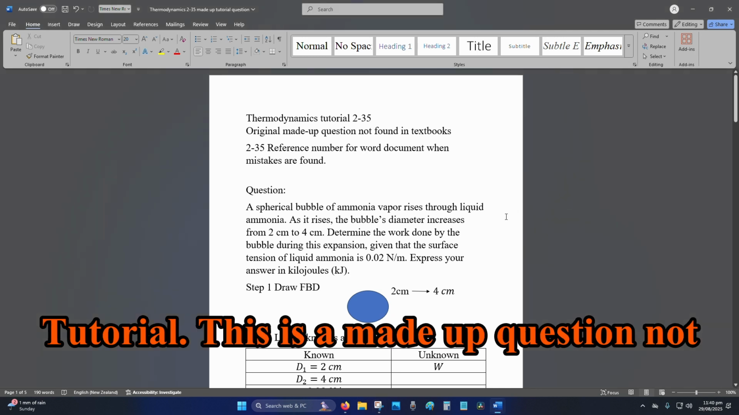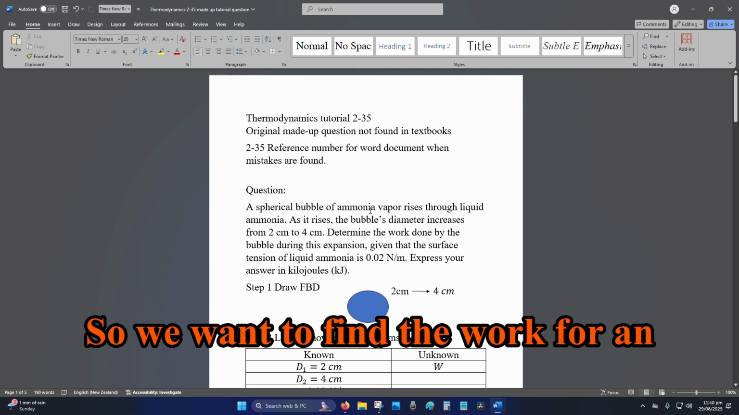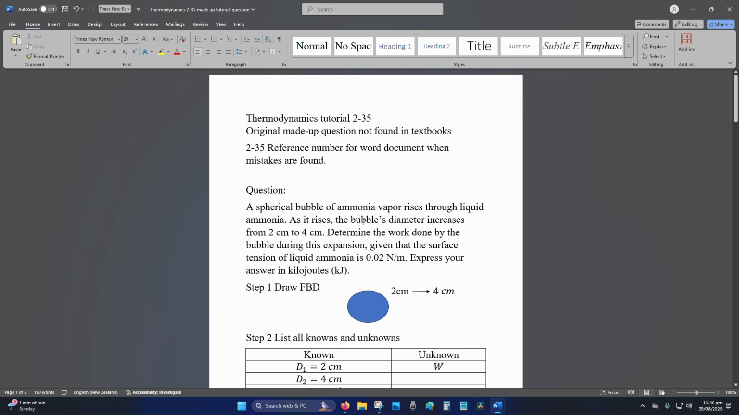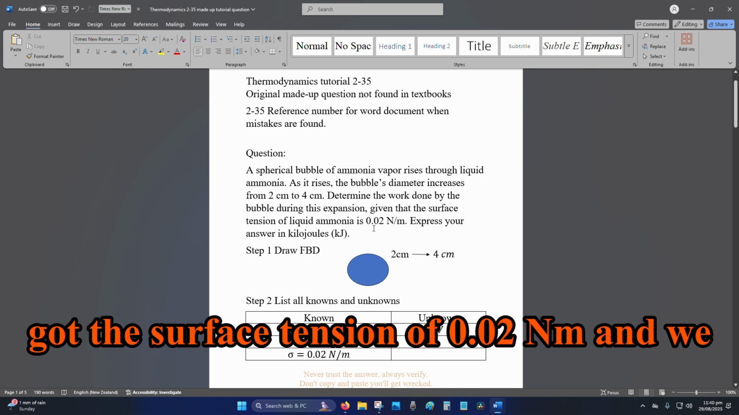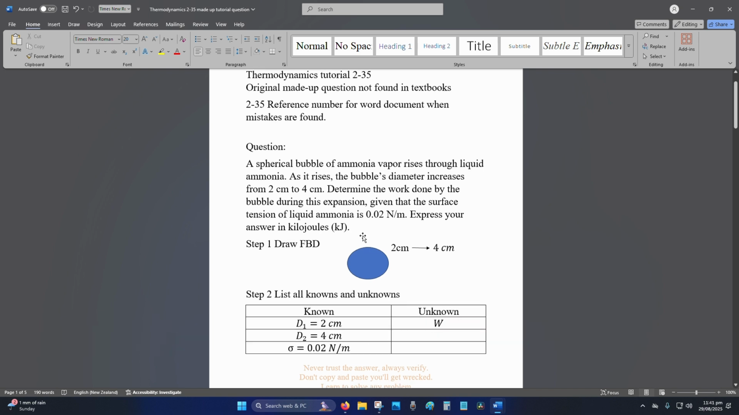This is a made-up question not found in your textbooks. So we want to find the work for an expanding spherical ammonia bubble. The bubble expands from 2 centimeters to 4 centimeters. We've got the surface tension of 0.02 Newton per meter, and we want to find the work in kilojoules.